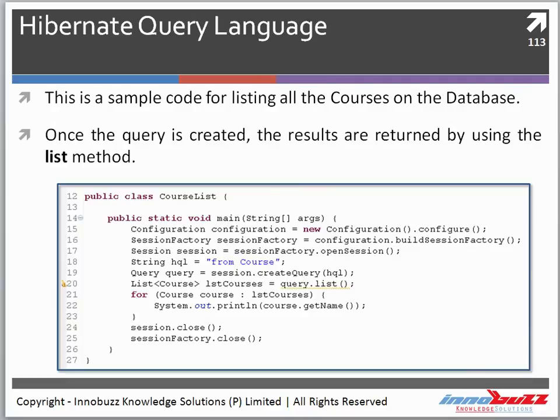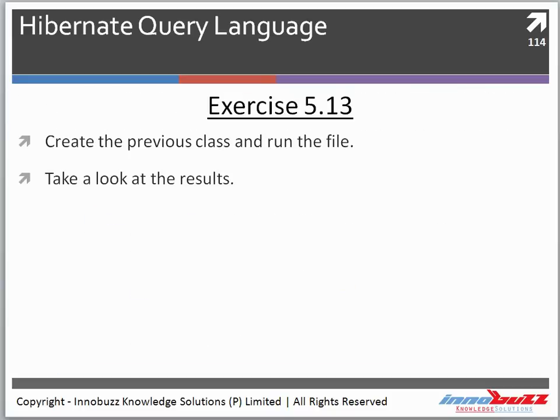Take a look at the example. This shows how to list all the courses that the database has. The beginning is the same. We instantiate a Configuration object, then the SessionFactory and the Session. Then, at line 19, the query is created, and after that we get the courses list. Continue with the following exercise.